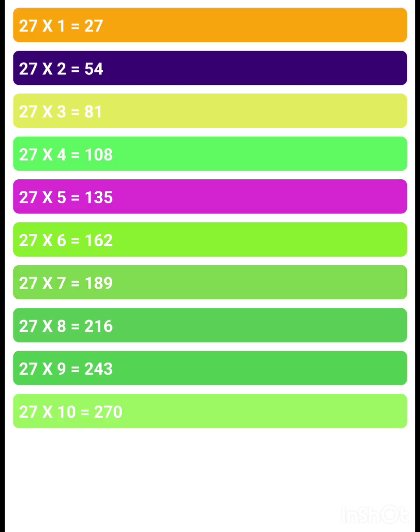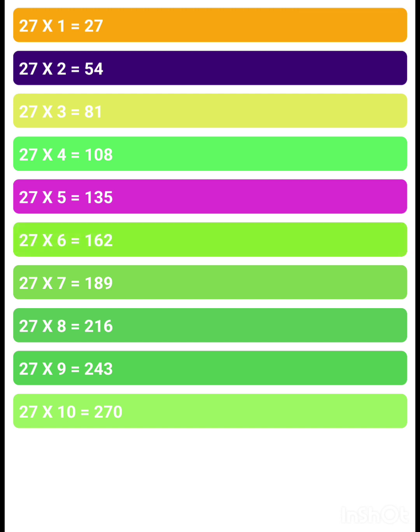Table for 27. 27 ones are 27. 27 twos are 54. 27 threes are 81. 27 fours are 108. 27 fives are 135.